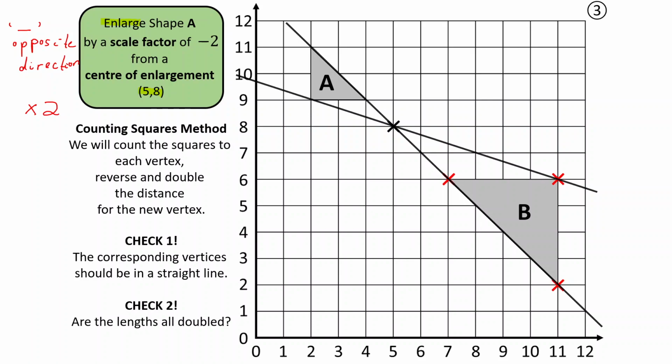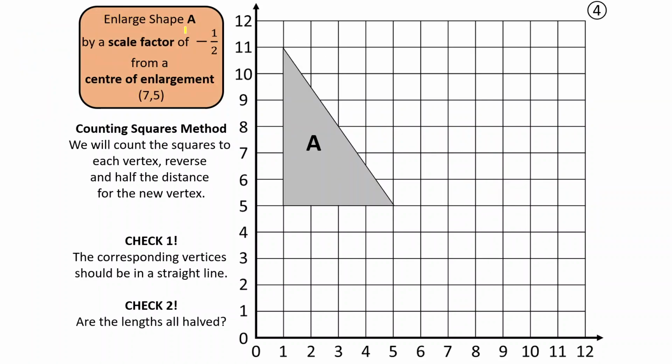We'll look at a second one now, which looks at, again, a negative scale factor, but this time, minus a half. So this time we're sort of timesing through by half, or you could think about it as dividing through by 2. So the side lengths are going to be getting half as small. And your center of enlargement is at the point 7, 5. Let's begin. Okay, so plot your centre of enlargement, 7, 5, which is there.